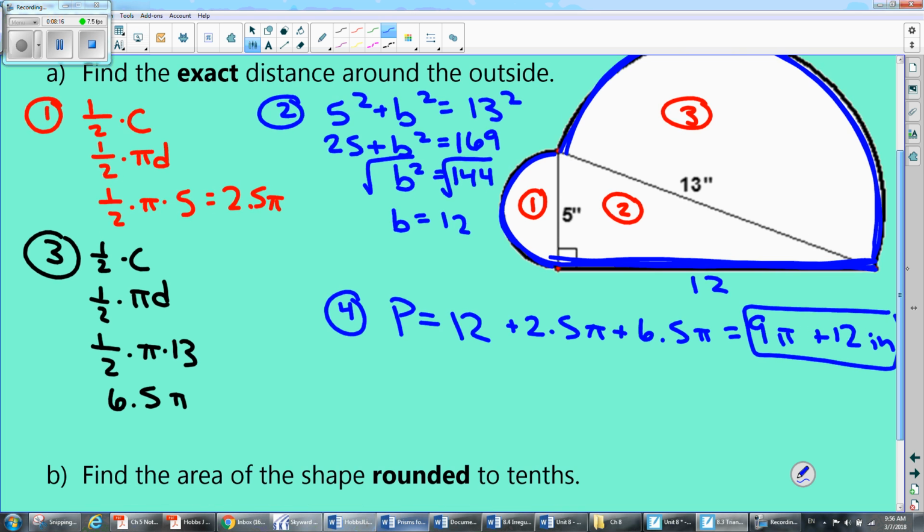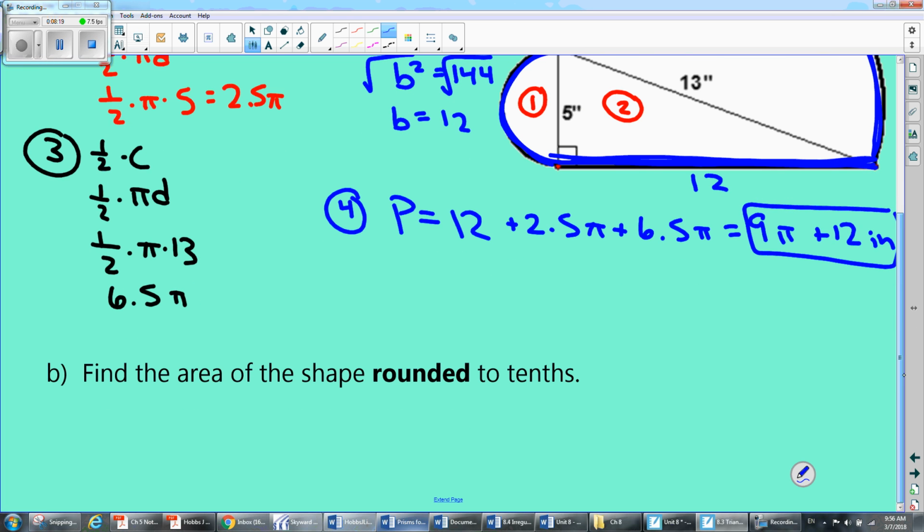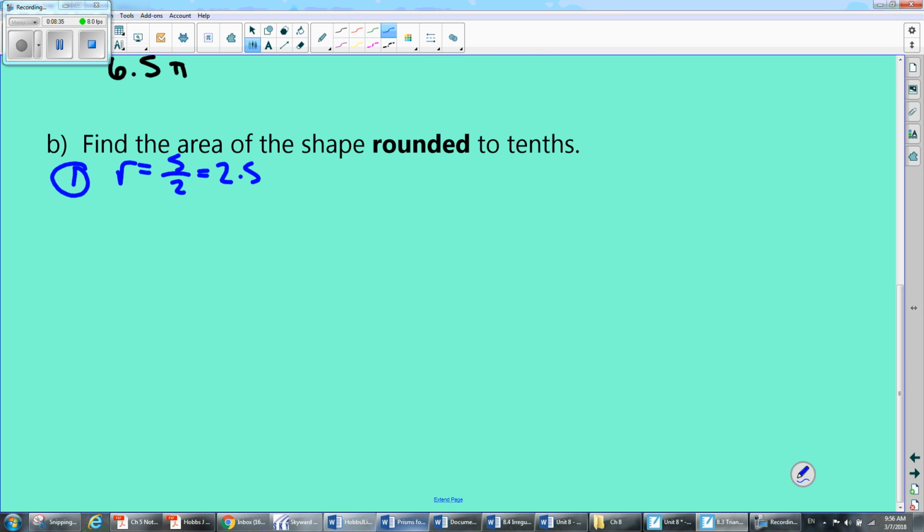For part B, we have to find the area of the shapes. First I need to find the radius for the semicircle there. So we'll take 5 and divide it by 2. We have 2.5 for a radius. Since this is 1/2 of the circle, we're going to take 1/2 times pi times r squared. So 1/2 times pi times 2.5 squared. This can all be rounded to tenths, so this would give us 9.8.